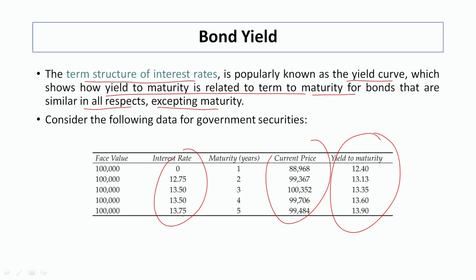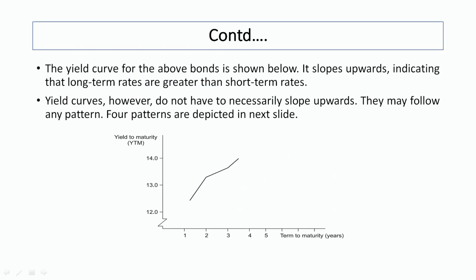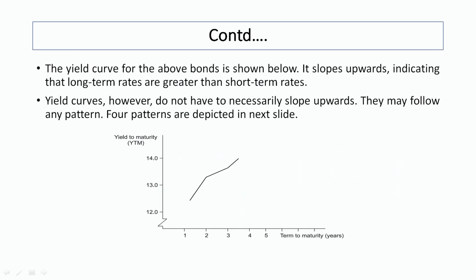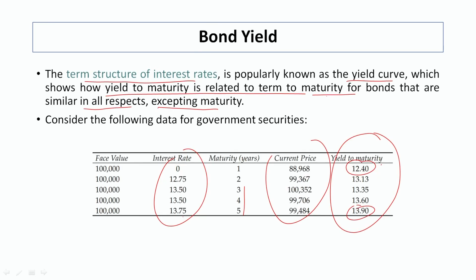When we are talking about a maturity period of 5 years and we calculate the yield to maturity, it is going to differ. The yield curve for the above bond is shown below in this diagram. It slopes upwards, indicating that long term interest rates are greater than short term interest rates. We have seen that the yield to maturity starts at 12.40. Here there is a break and it starts from 12.40 and goes up to a point where the maturity is, that is 13.90.